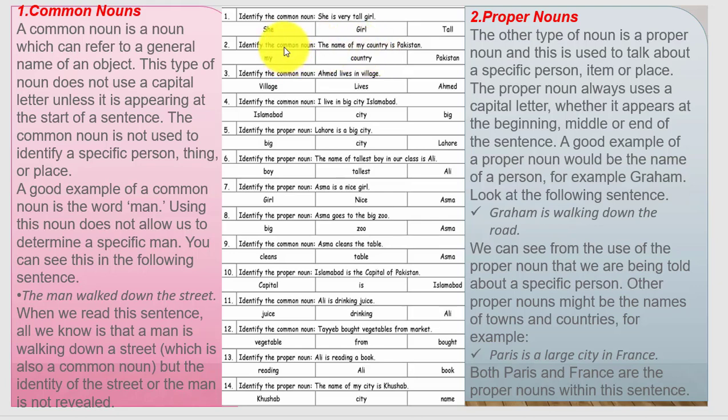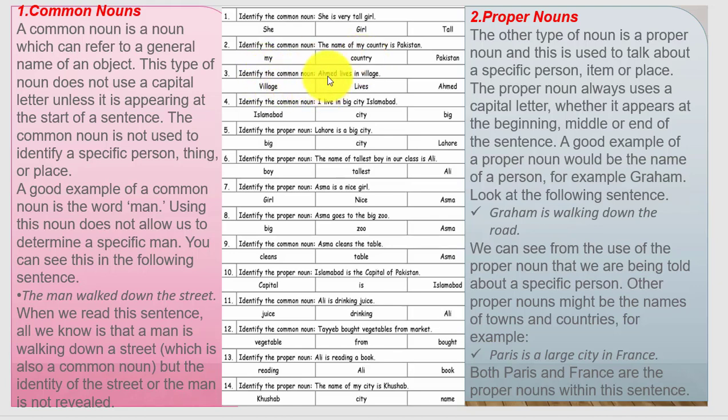But we have to identify, point out the common noun. Which one is the common noun? Just think. Pakistan? No. My? No. Country, which does not refer to anything particular, is a common noun.